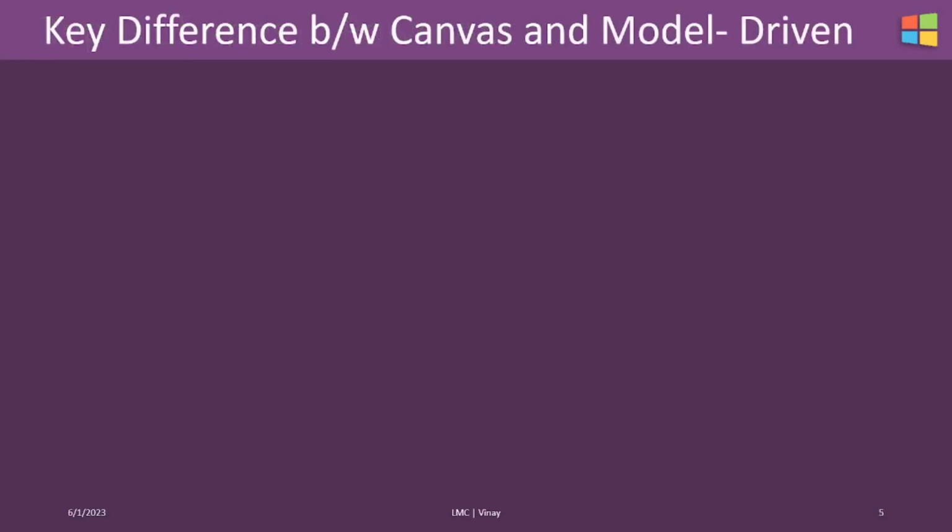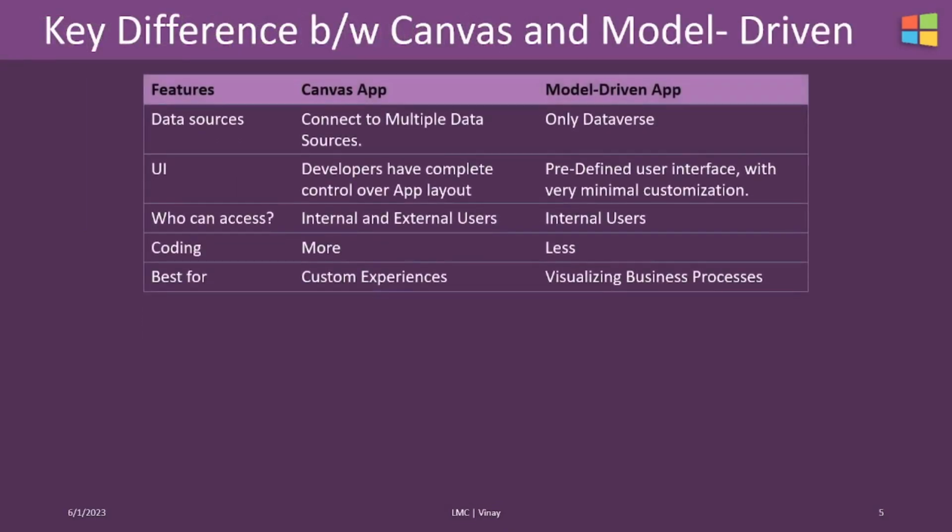Now let's talk about the key differences between canvas and model-driven apps. The first difference is the data source. Canvas apps can be connected to multiple data sources as I talked about earlier, whereas model-driven apps will only be connected to Dataverse. Talking about UI, in canvas apps we have full control over the UI. In model-driven apps we have a predefined user interface, and we can do very minimal customization in it. Now, who can access them? Canvas apps can be accessed both internally and externally, whereas model-driven apps are only accessed internally.